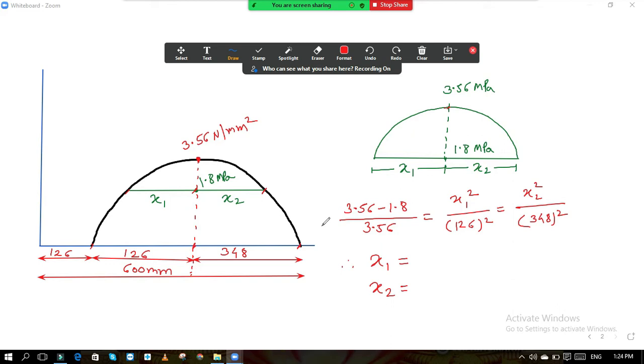We need to calculate the total tension force for which we can provide the shear reinforcement.